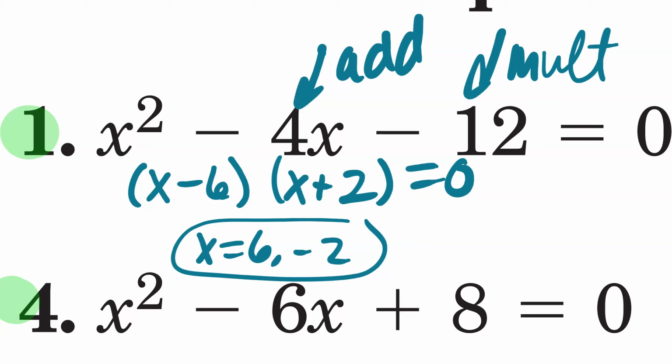So before we do the things with the parentheses, we have to check if there's a greatest common factor. Yes. What if there is a greatest common factor? Then you pull it out, and then you try to factor what's left. You should pull it out.